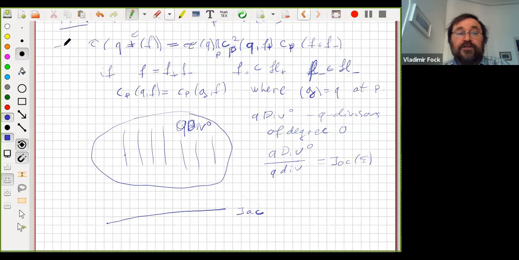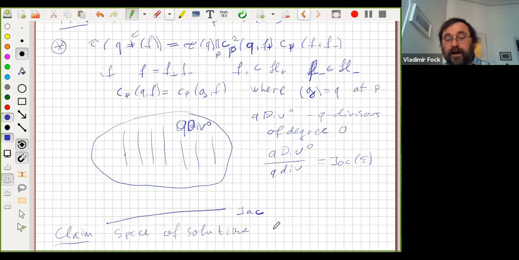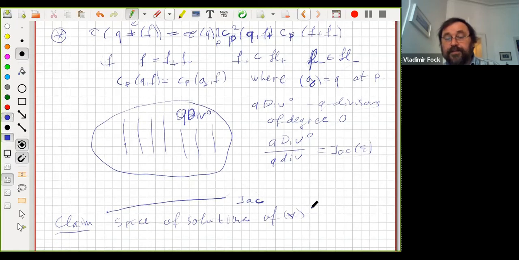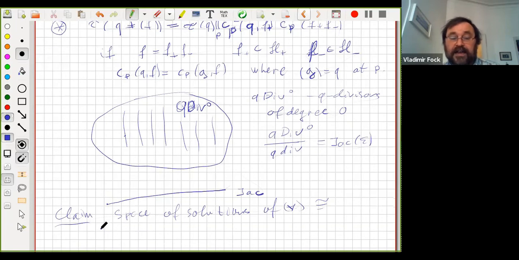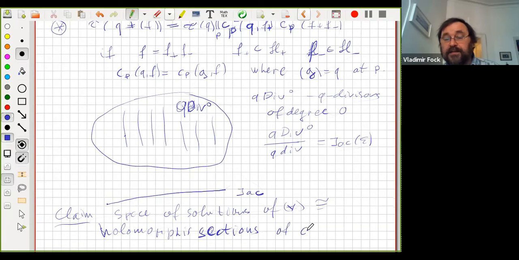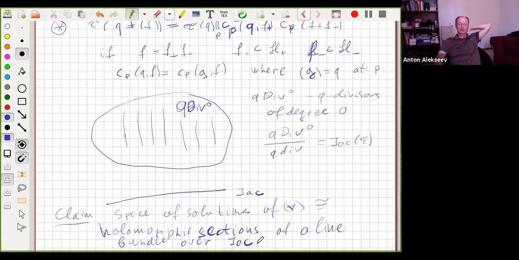So the claim is that the space of solutions of the equation star is isomorphic to the space of holomorphic sections of a line bundle over the Jacobian. The Jacobian is a compact manifold, so you have a line bundle over a compact manifold, and just by construction the space of sections is finite dimensional. What line bundle?